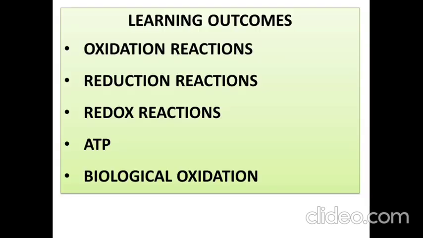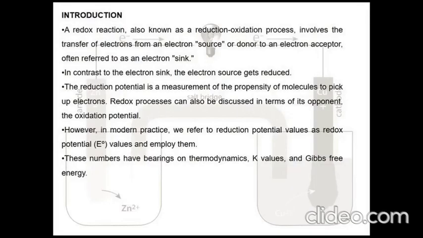Learning outcomes will be on redox potential reaction and the phosphate group transfers involved. A redox reaction, also known as a reduction oxidation process, involves the transfer of electrons from an electron source or donor to an electron acceptor, often referred to as an electron sink. In contrast to the electron sink, the electron source gets oxidized.